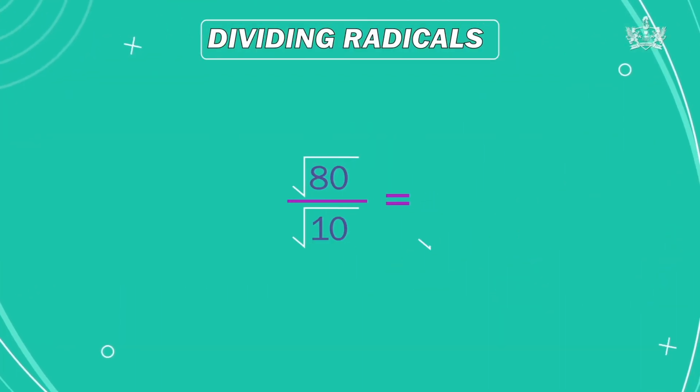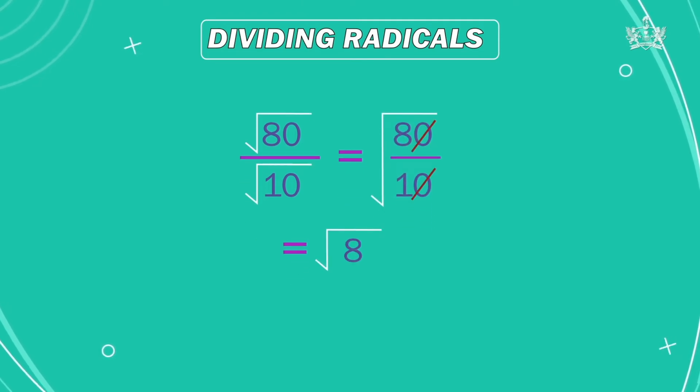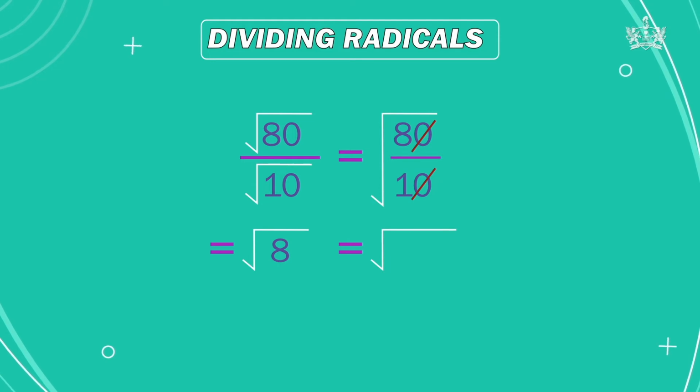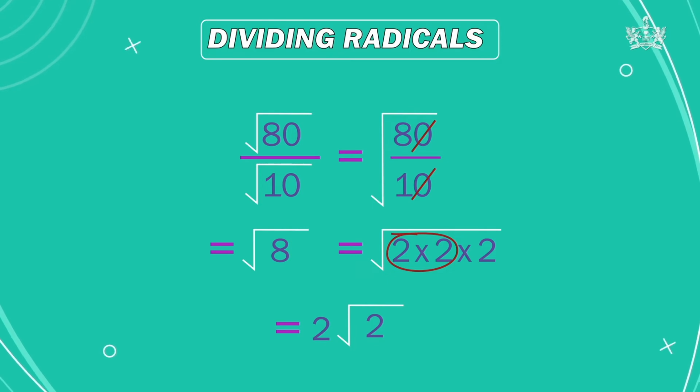Super easy, right? Let's combine them into one radical, then we have 80 over 10, which is just 8. We then break down 8 into 2 times 2 times 2, group up a pair, take it out, and we are left with 2 times the square root of 2. By the way, the square root of 8 is a good one to memorize.